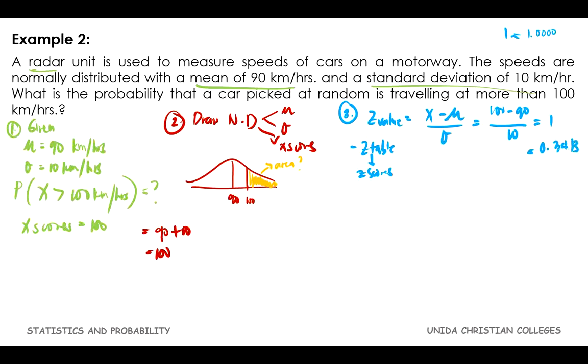0.3413. Okay po. So, meaning class, itong area na to, yung from the mean to the x-scores, ang area na yan ay 0.3413. Para makuha natin yung shaded area na to class, we need to subtract that to 0.5000. 0.5000 minus 0.3413. Bakit natin mina-minus?